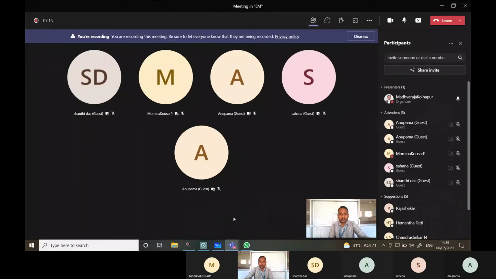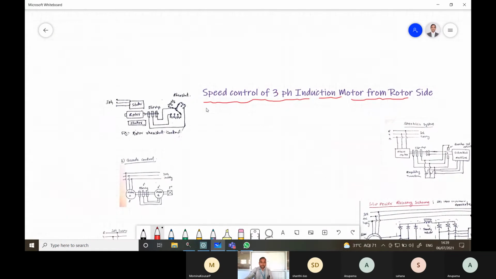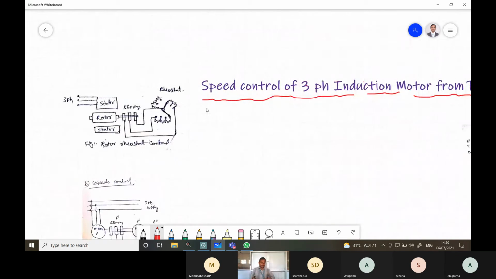Okay, good afternoon everyone. Today we are going to discuss speed control of a three-phase induction motor from the rotor side. The first method is rotor rheostatic control. Rotor rheostatic control is applicable to the slip ring rotor.